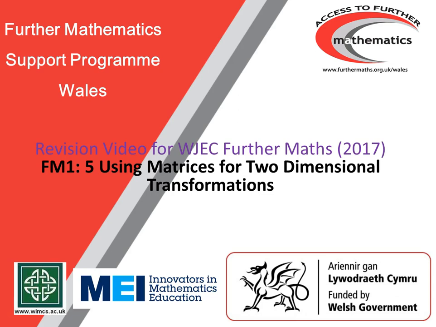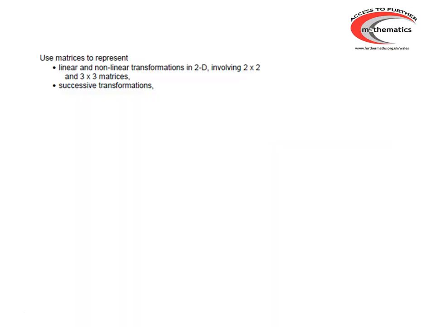In this video, we look at how we can use 2x2 matrices and 3x3 matrices to describe transformations in 2 dimensions. As far as the specification is concerned, we are told that we must be able to use matrices to represent linear and non-linear transformations in 2 dimensions, and we must be able to deal with successive transformations.